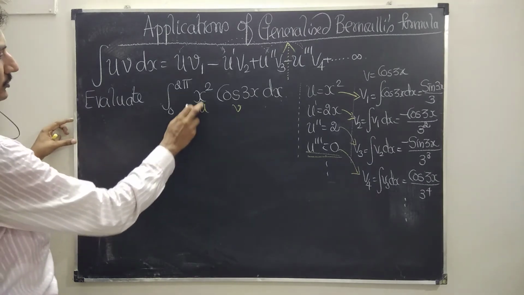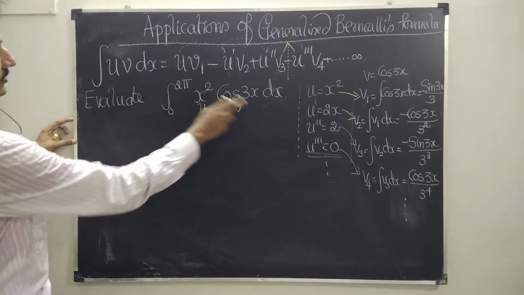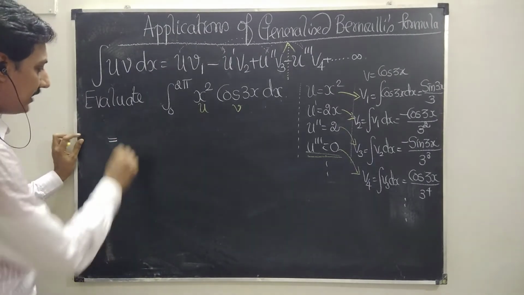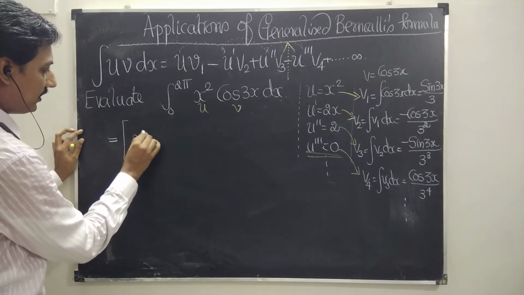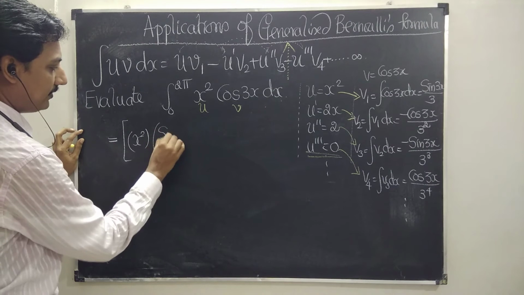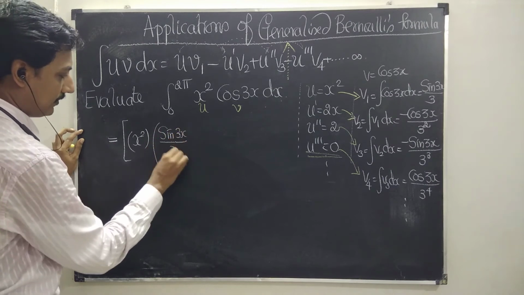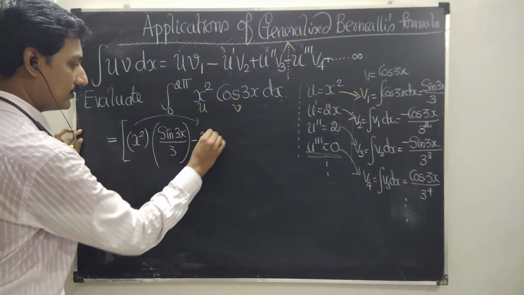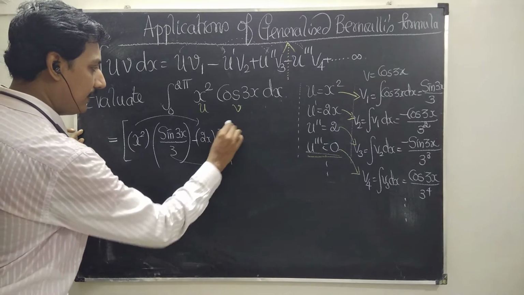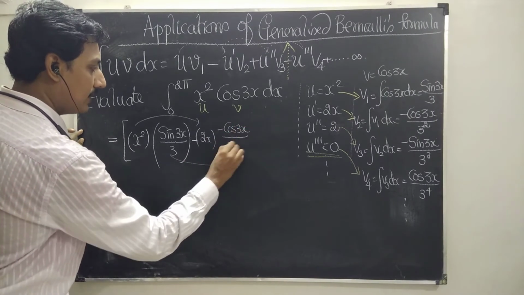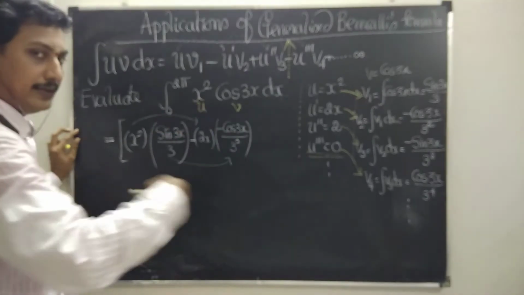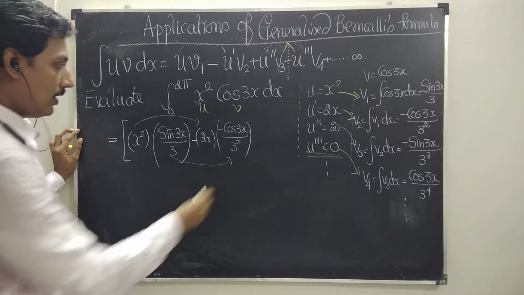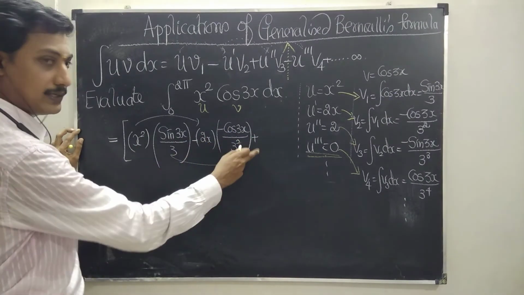The left hand side is u equal to x squared, v equal to cos 3x. So this is equal to the right hand side. What is the right hand side? u is equal to x squared. What about v1? v1 is sin 3x by 3. Minus, formula minus: x squared differentiation is 2x. Integral of sin 3x is minus cos 3x by 3 squared, because I told you that 3 is repeated one more time every time we integrate. One time is included. Plus, the formula alternates plus, minus, plus.